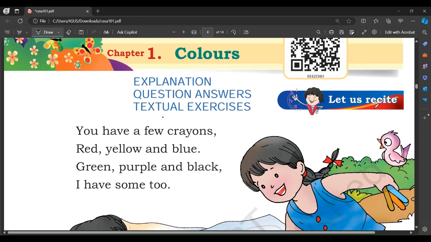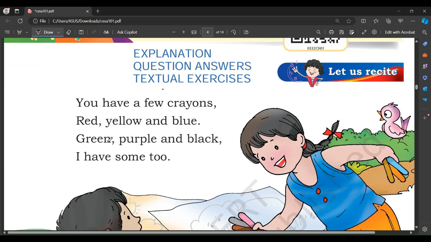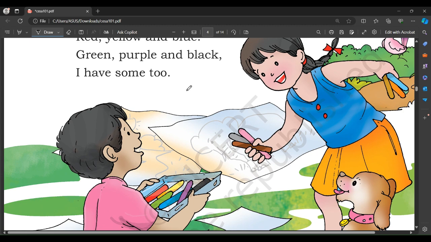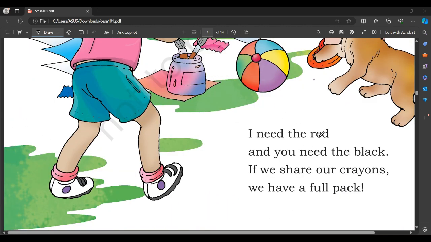Now let us recite. You have a few crayons, red, yellow, and blue, green, purple, and black. I have some too. I need the red, and you need the black. If we share our crayons, we have a full pack.